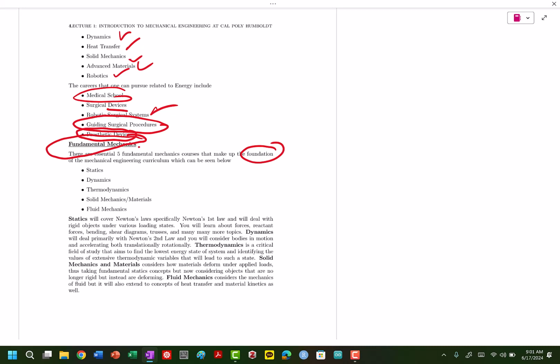Our 5 fundamental mechanical courses are statics, dynamics, thermodynamics, solid mechanics, also called mechanics of materials (you'll hear different verbiage for this), and fluid mechanics.